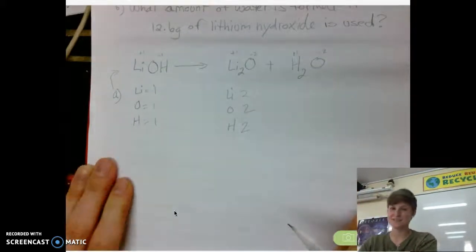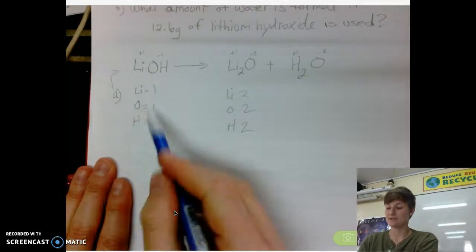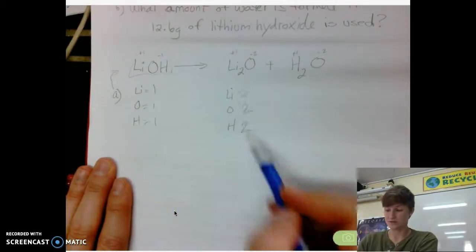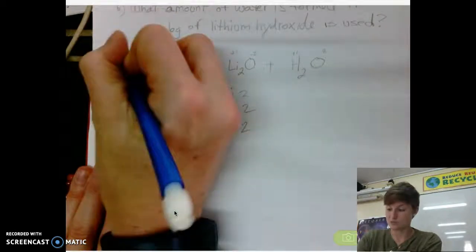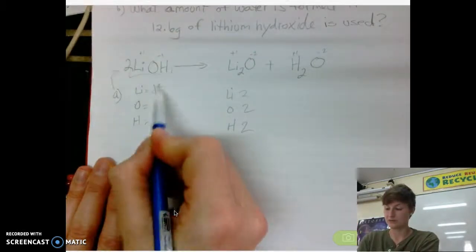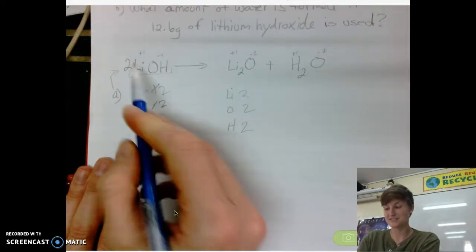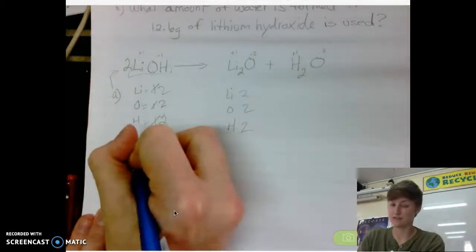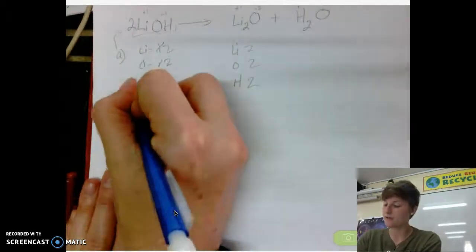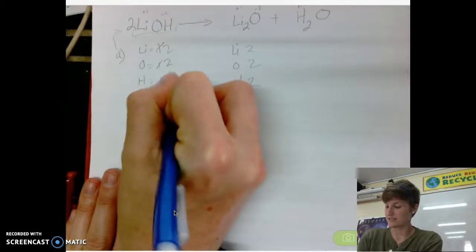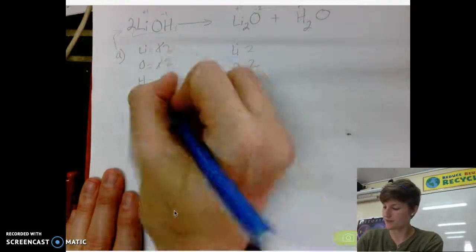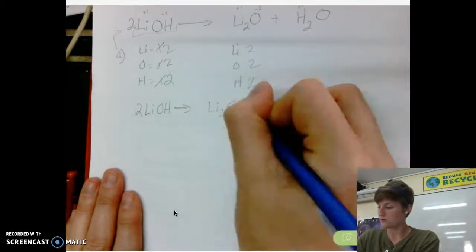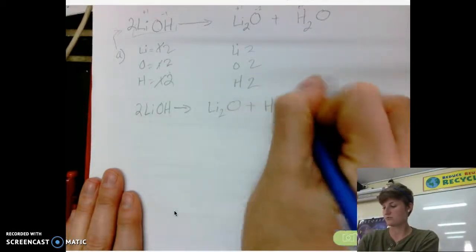Okay, this one is pretty easy. Seeing that all of these are 1 and in one compound, and these are all 2s, I can just put a 2 in front of here. I now have 2 lithiums, 2 oxygens, and 2 hydrogens, and I'm balanced. So let's go ahead and write that a little bit lower. So you have 2 lithium hydroxides, every time, yields Li2O plus H2O.